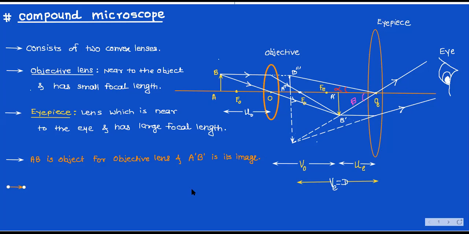Next point, you see. Now this A dash B dash is the object for the eyepiece. And this one is what? Its image. So here I am writing B double dash. This point is also missing. So A double dash B double dash is its image, we can say.